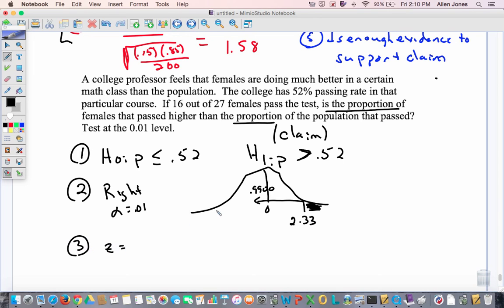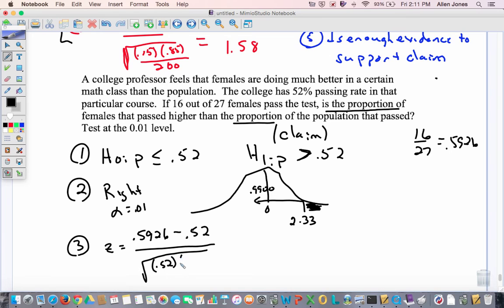Step number 3, we'll do our test score. Our sample proportion, I'm going to put over here to the side, is 16 out of 27, and that number is 0.5926. Now we don't want to round that unless we absolutely positively have to, so notice I went out at least 4 decimal places. Sample proportion 0.5926 minus our population proportion of 0.52, over the radical of 0.52 times its complement 0.48, and our sample size was 27. If I calculate that z-score, I get a z-score of 0.76.